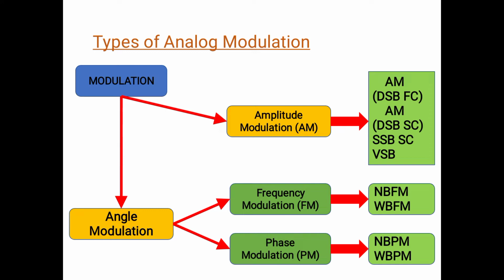Now coming to the second classification of modulation, that is angle modulation. Angle modulation is further classified into two types. First one is frequency modulation, second one is phase modulation. Here observe, frequency modulation is again classified into two types. First one is NBFM and second one is WBFM. NBFM is nothing but narrow band frequency modulation and WBFM is nothing but wide band frequency modulation.